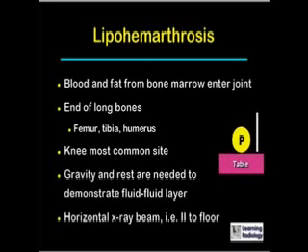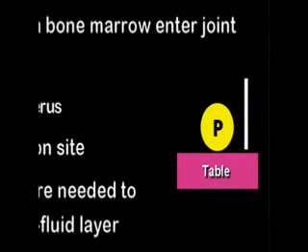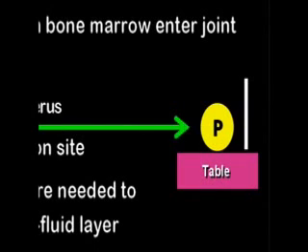Here's the patient on the table with the film propped up, the white bar. The X-ray beam has to be directed horizontally in order to see a fluid level. If the X-ray beam is directed vertically, like this red arrow, we won't see it.